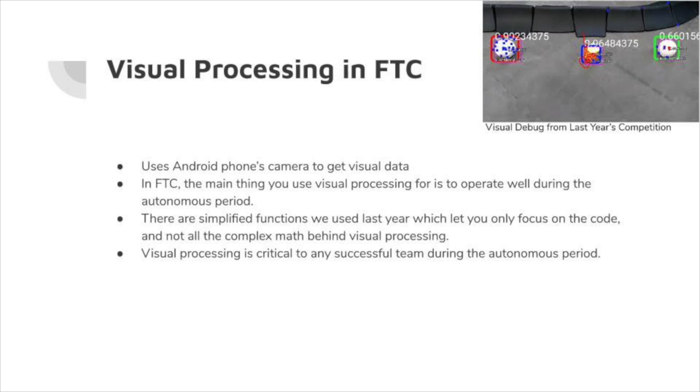Visual processing in FTC. Visual processing is commonly used in FTC, usually during the autonomous period of the competition where the robot must see things for itself. Luckily, there are already many libraries that simplify the process of using the power of visual processing to identify a competition piece on the field.